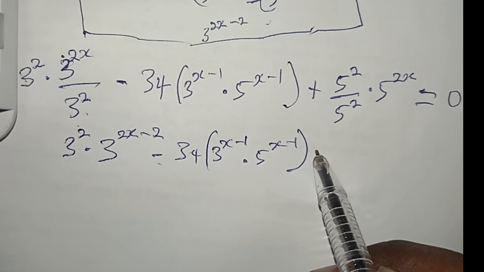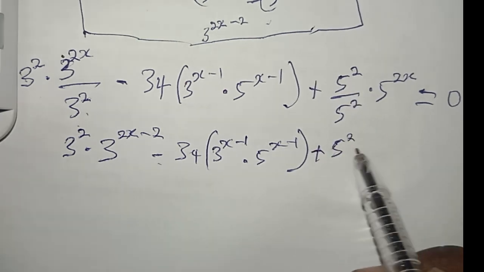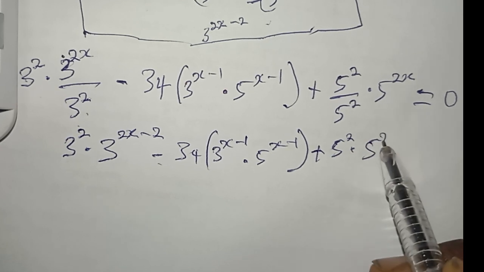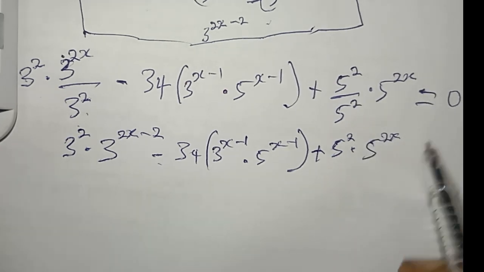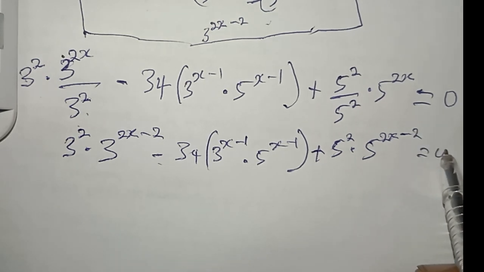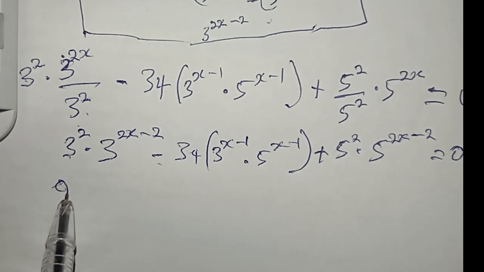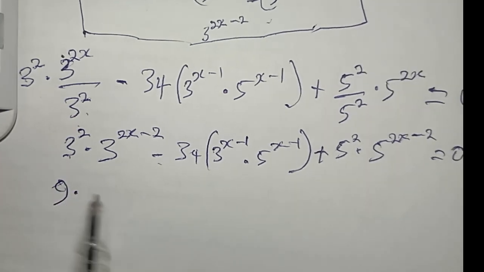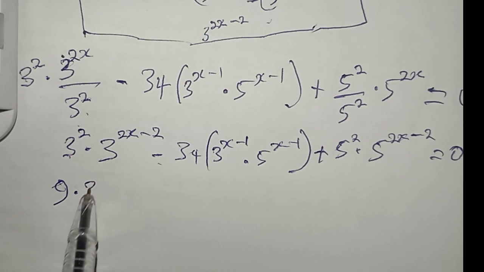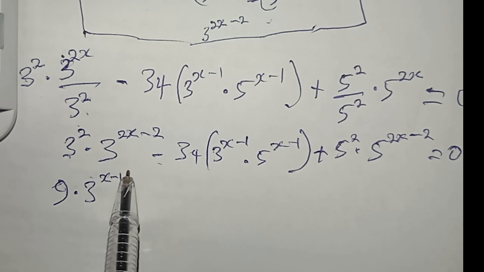Okay, and then of course plus, doing the same thing here, we have 5 power 2 multiplied by 5 power 2x, and then bringing this one up, you have minus 2. Of course it's equal to 0. Clearly you can see that this is equal to 9, multiplied by 3 power, I can factorize 2 right here, so this is 3 power x minus 1.